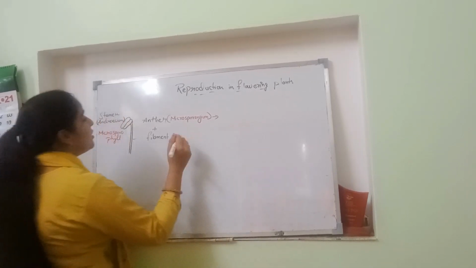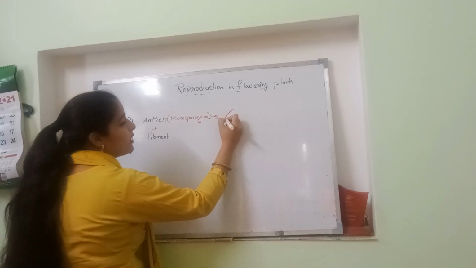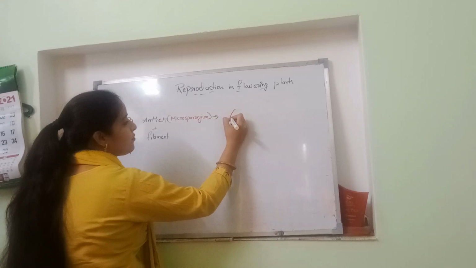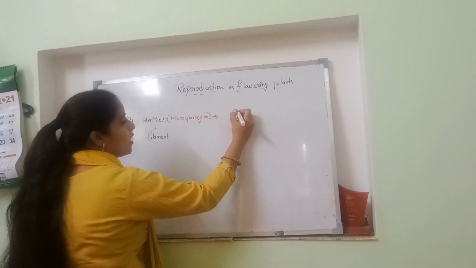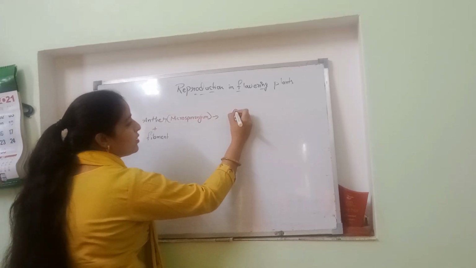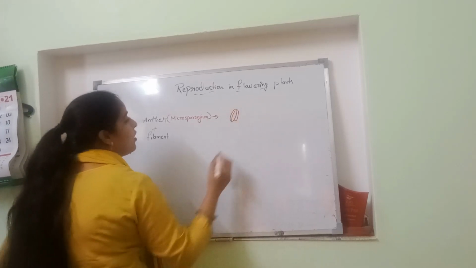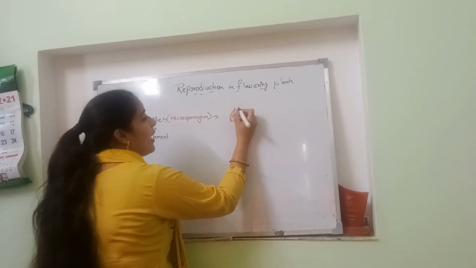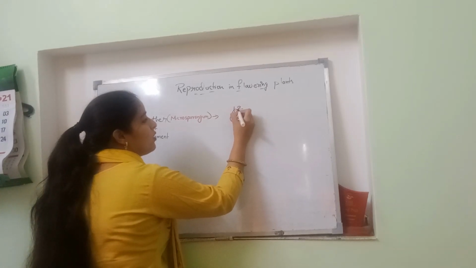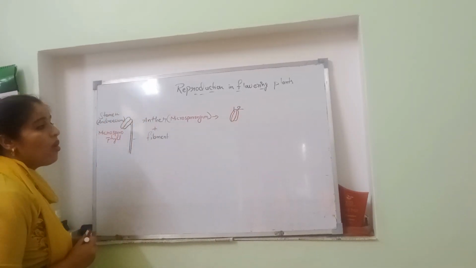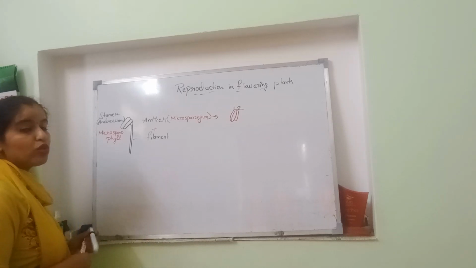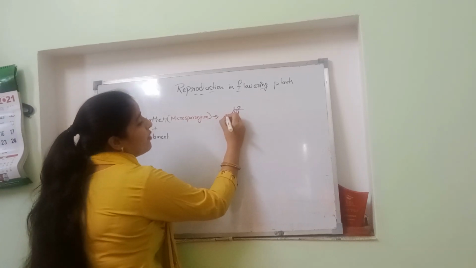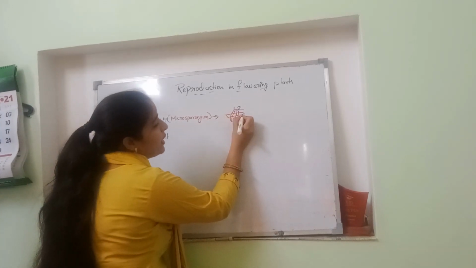This anther is a bi-lobed structure. So we can see it is having lobe 1 and lobe 2. Now, it cannot be seen under the microscope before cutting, so it should be cut from here. With the help of a blade, it has been cut.